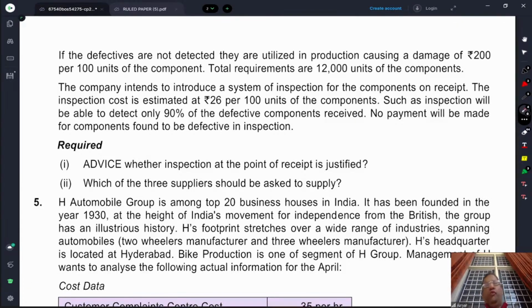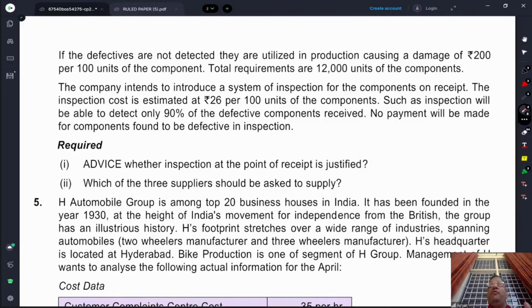Okay beta, so what will be the structure? First of all, we have to decide what will be the cost had there been no inspection process? Okay, we will find out that one. And once we have found out what will be the cost without inspection, then we will find out that if we do the inspection, what will be our cost. Okay, and then we will compare the options, whichever option provides us the lowest cost, definitely we will select that one.